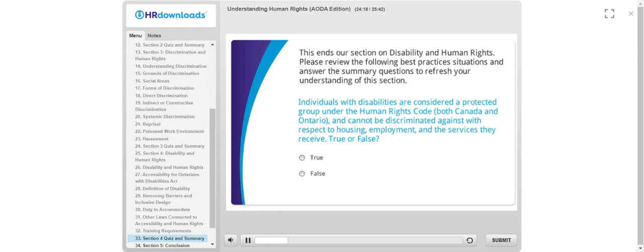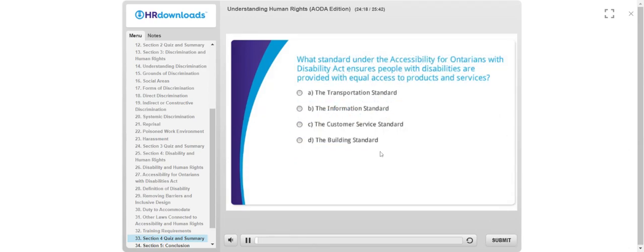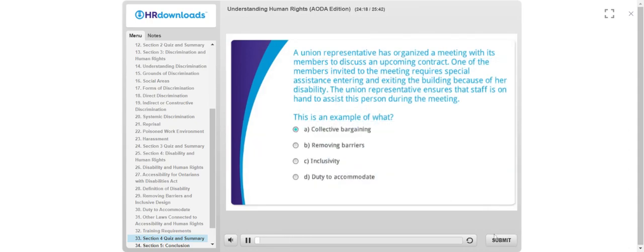Question 1. Individuals with disabilities are considered a protected group under the Human Rights Code, both Canada and Ontario, and cannot be discriminated against. Question 2. What standard under the Accessibility for Ontarians with... Question 3. A union representative.